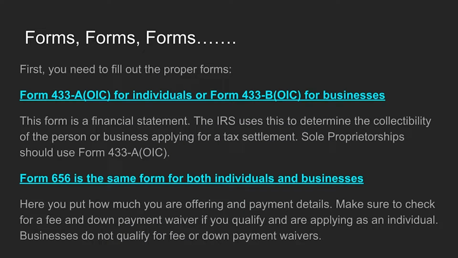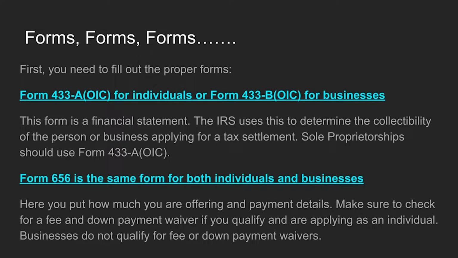First, you need to fill out the proper forms. There's going to be a Form 433 and a Form 656. Form 433A OIC is for individuals, and Form 433B OIC is for businesses. This form is a financial statement. The IRS uses this to determine the collectability of the person or business applying for a tax settlement. Sole proprietorships should use Form 433A OIC.